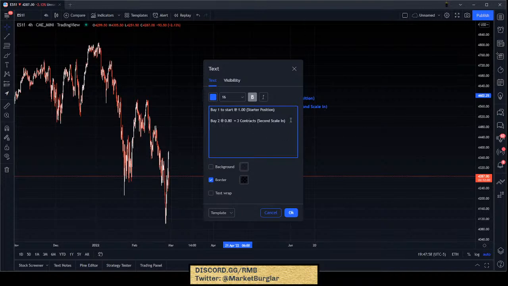So your second scale in is 2 contracts. Now you have a total of 3 contracts. If you're scaling in again, which would be your final scale in, you're buying a total of 6 here, right? At, I don't know, contracts went to 0.7, let's say. So now you have a total of 9 contracts, and that's your full scale in.